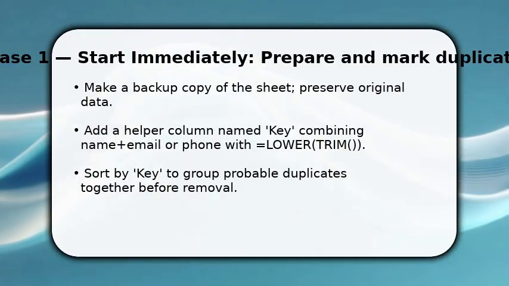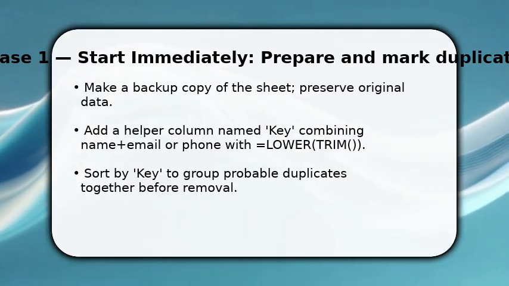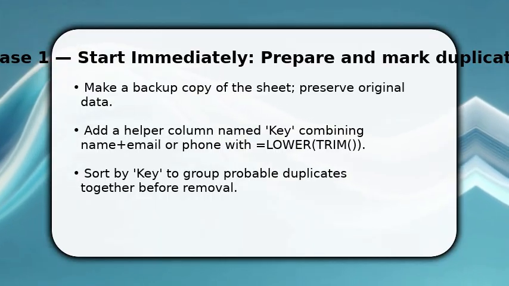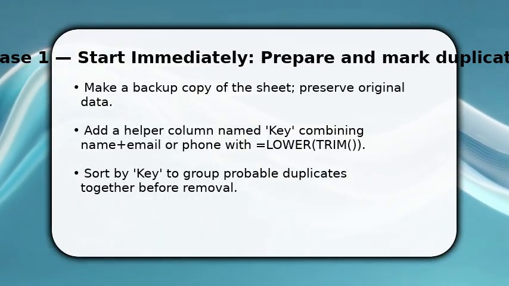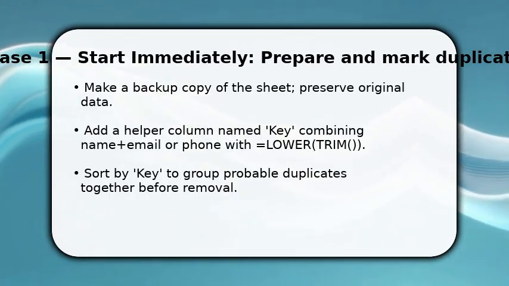You start now by creating a backup copy. This protects you if something goes wrong. Next, add a helper column called key that concatenates normalized fields, for example name, email, and phone, using lower and trim so spacing and case won't create false differences.